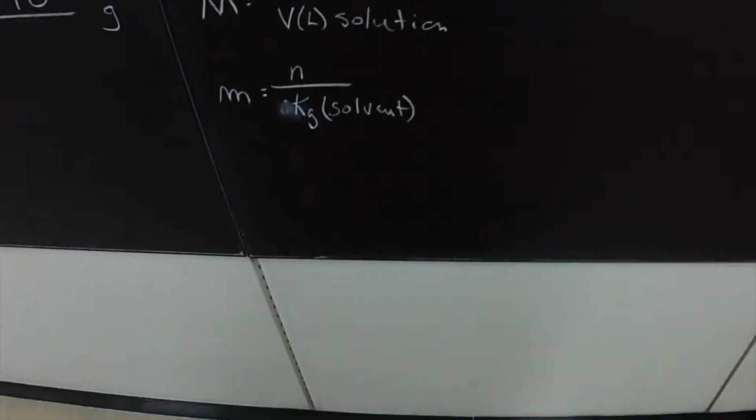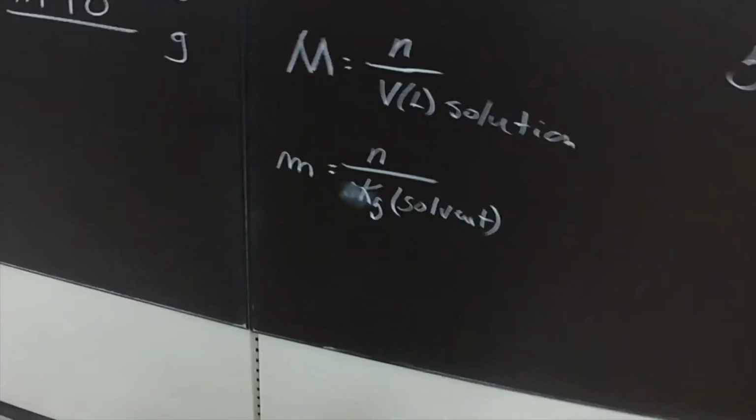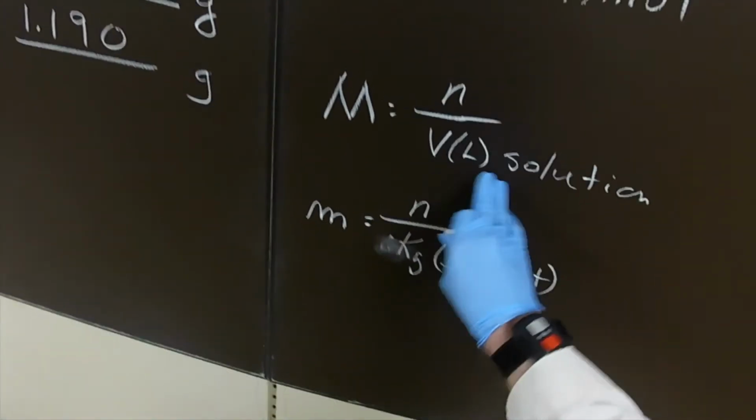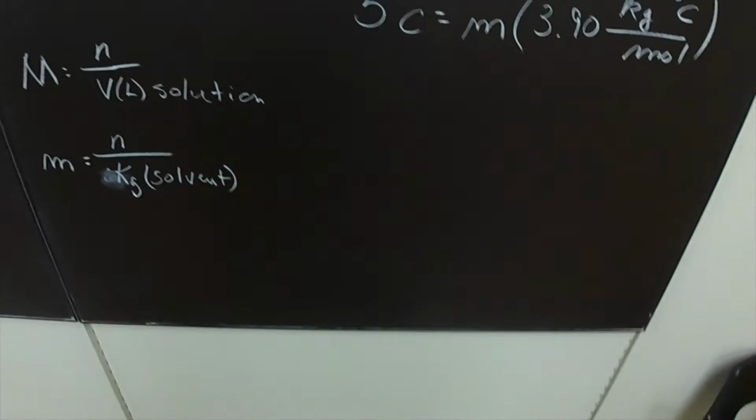Think about it. We're measuring a change in temperature, right? What happens to liquids when you change their temperature? They change volumes, don't they? So if we use this one, the volume would never be constant. Whereas if we use mass, the mass does not change with temperature. So that's why we use molality.